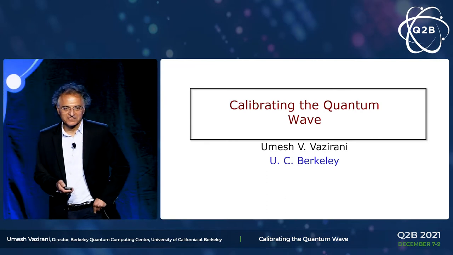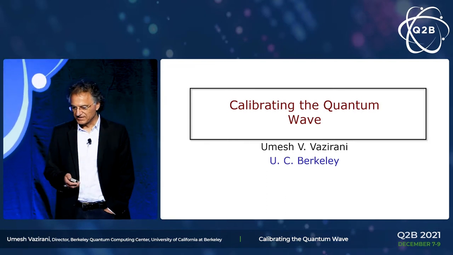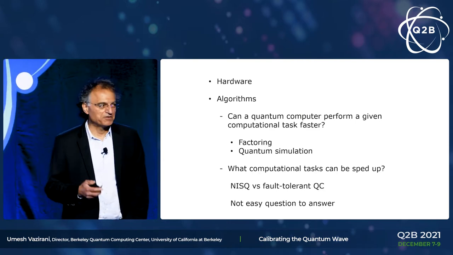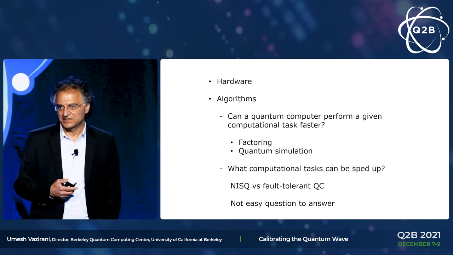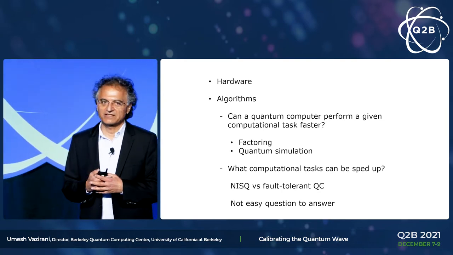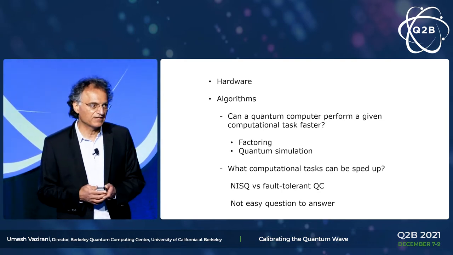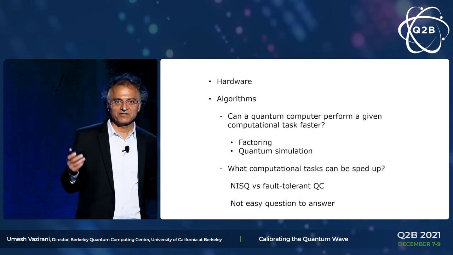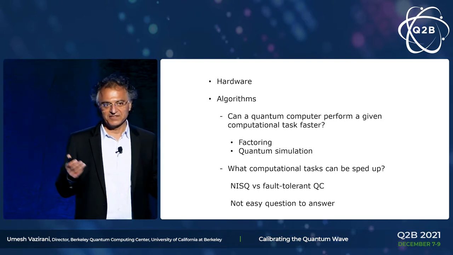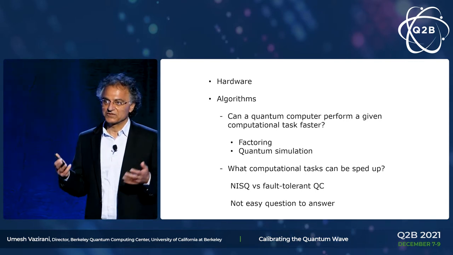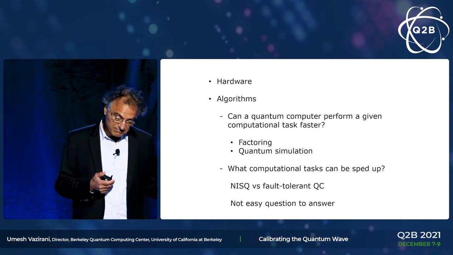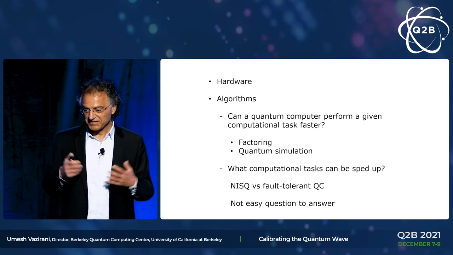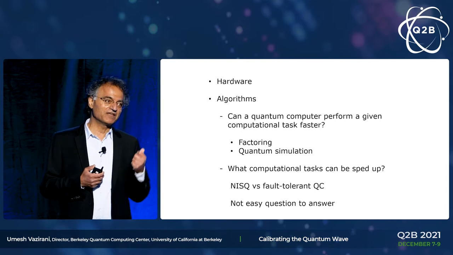Well, this is a singular moment in our field. As you can imagine, the two most important things that will determine the success of our endeavor are having the right kind of hardware, building scalable quantum computers, for which we've had a lot of success of late, and there are plenty of resources around. And the second important thing is algorithms.